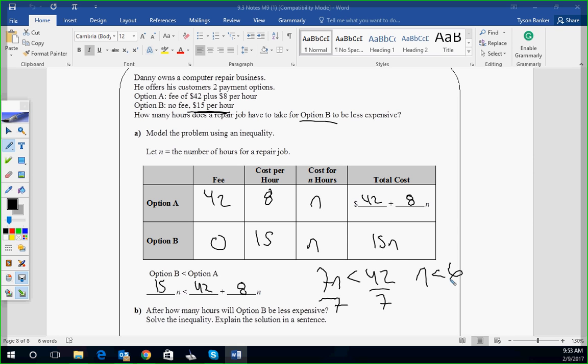Well, anything less than 7. Nope, because 6 hours is equal to. If you plug in 6 hours, oh yeah, I see it. Yeah, it's 6 hours of equivalent in price. I minus the 8n to the 15n.